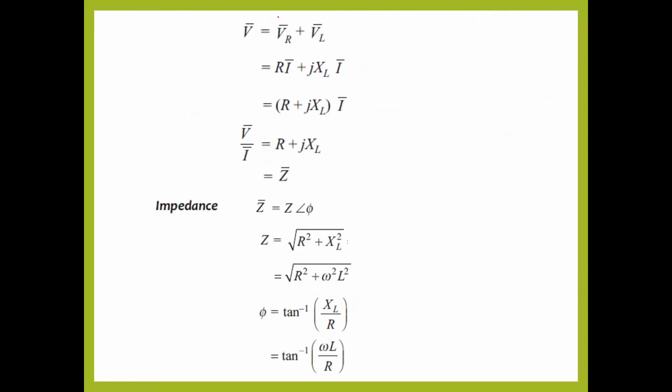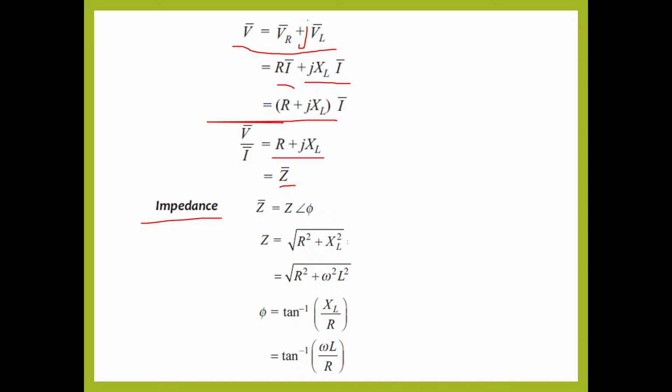So V is equal to VR plus VL. VR is nothing but R into I, and VL is nothing but I into XL. Since it is a vector sum, here itself you can write j. I didn't write it, so jXL I. So V is equal to R plus jXL times I. Send this I to the other side: V by I is equal to R plus jXL. V by I is nothing but Z, so Z is equal to R plus jXL.